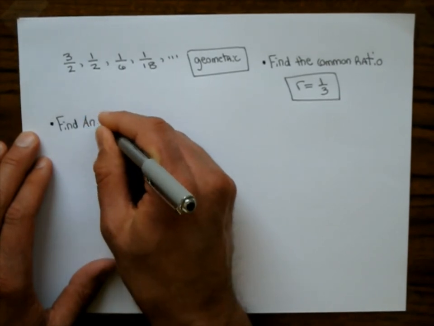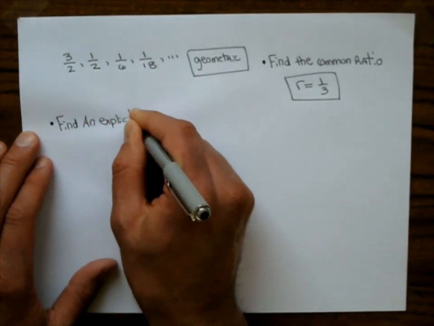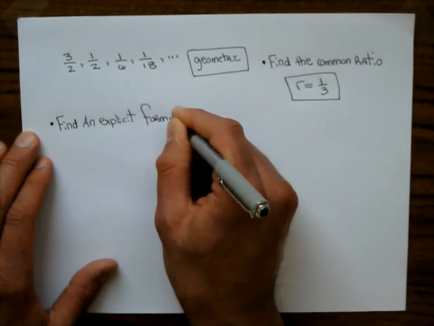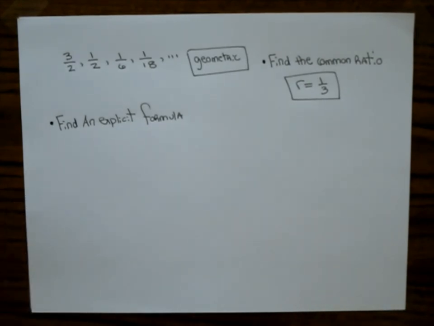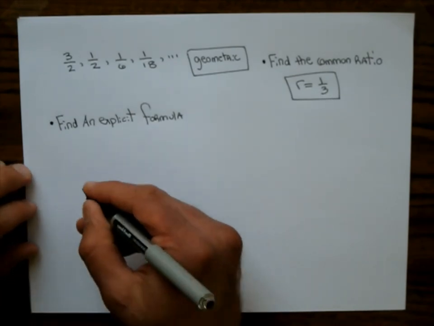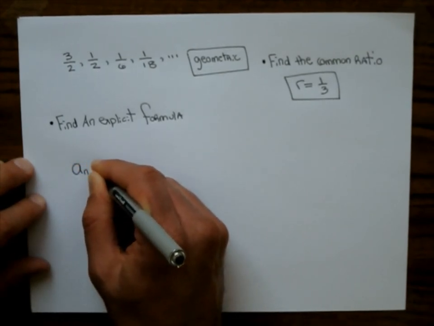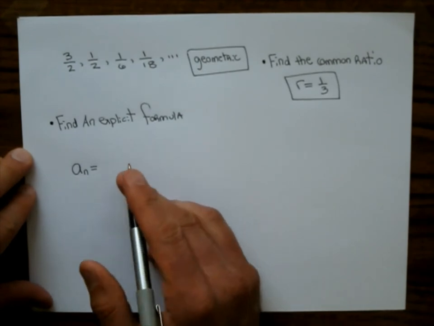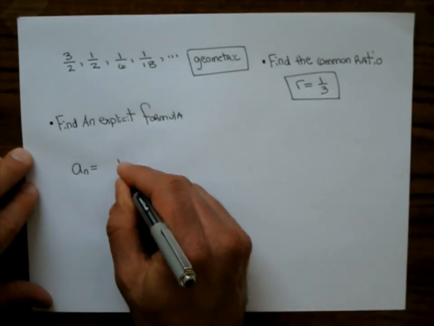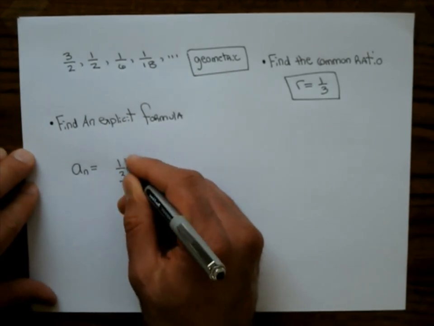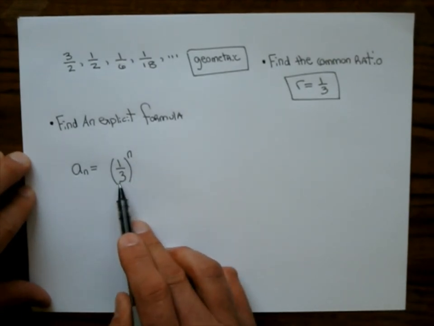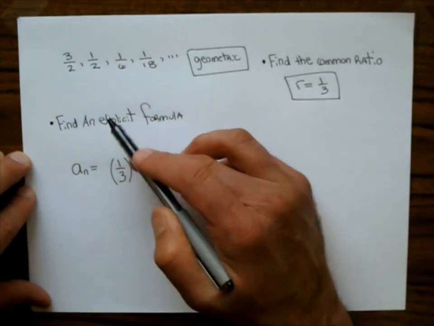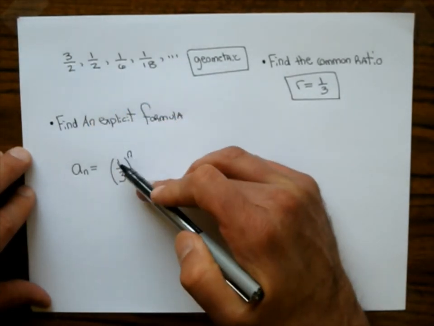Okay, a follow-up question. Find an explicit formula. Okay, so how am I going to find this explicit formula? Well, one way is to try to do it the quick way. Some of you probably just want to do it the textbook way, but I'm going to try to show you. We have the 1/3, which is our R, so I'm going to go 1/3 to the n. And what does that give me? Well, it gives me 1/3 right away. So I'm really off. I mean, my first term is 3/2, not 1/3.